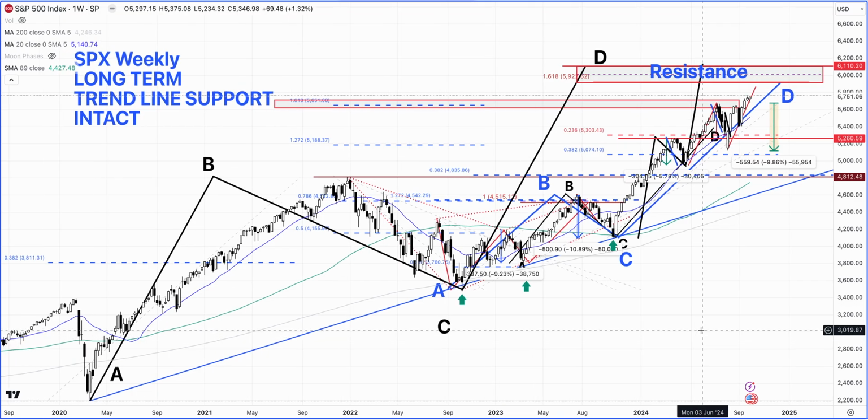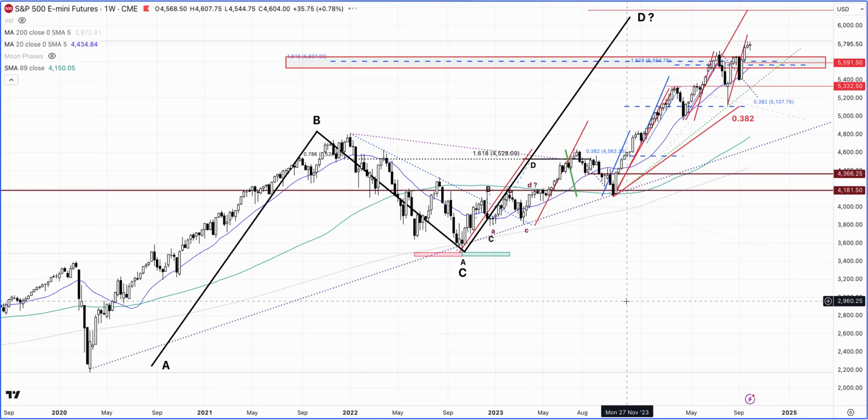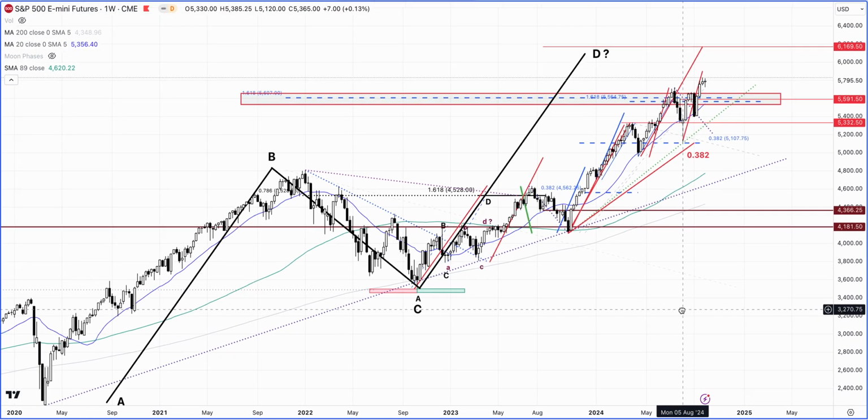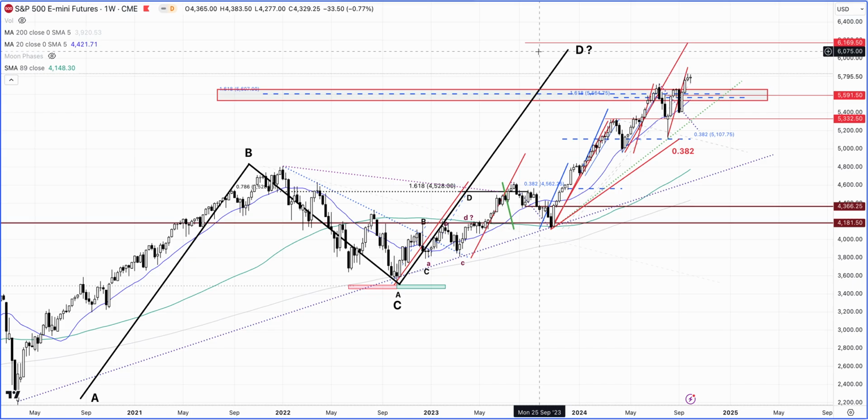It's possible that the market could actually get there. Now, if we just have a look at the S&P 500 futures, on the weekly close, perhaps not as strong as the cash market. That's pretty interesting, and I think it has the chance. This is the ABCD equivalent to the cash market that we're looking at.